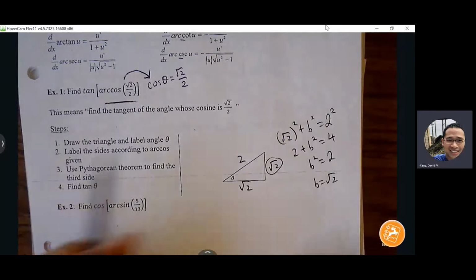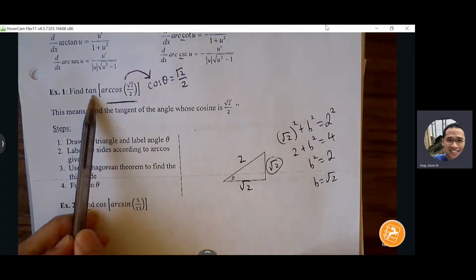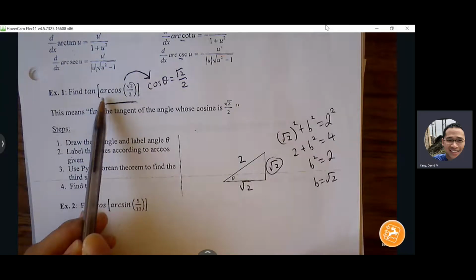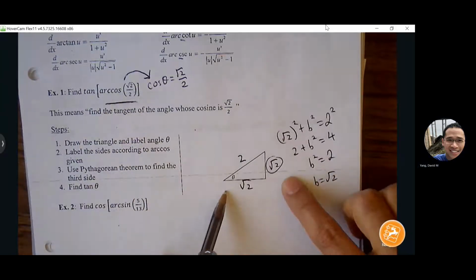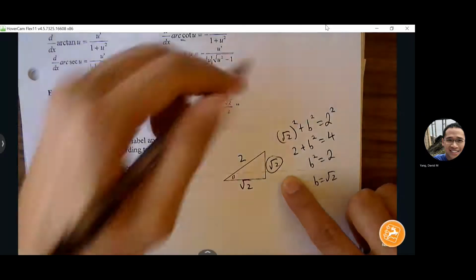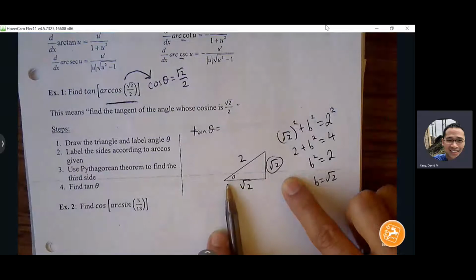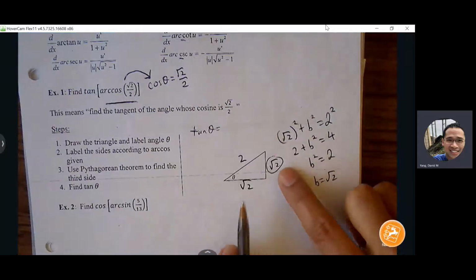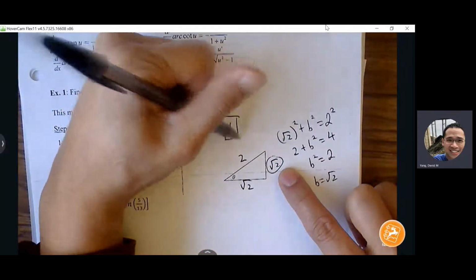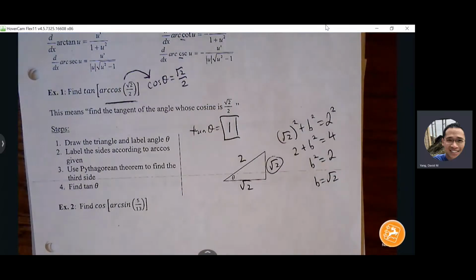So now that we have the triangle populated, we're going to turn our attention to the outer trig ratio. What's tangent of theta equal to? Yep, root 2 over root 2, which is just 1. So that's all we do. We use the inside information to populate the triangle, and then our answer is just taking the ratio of the outer trig.